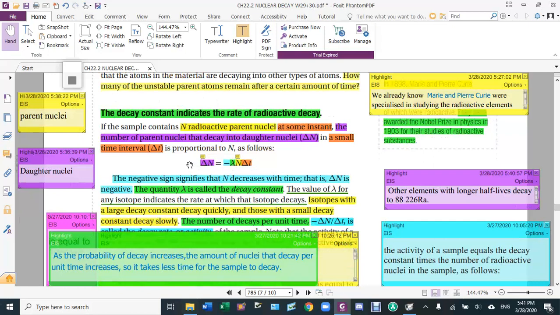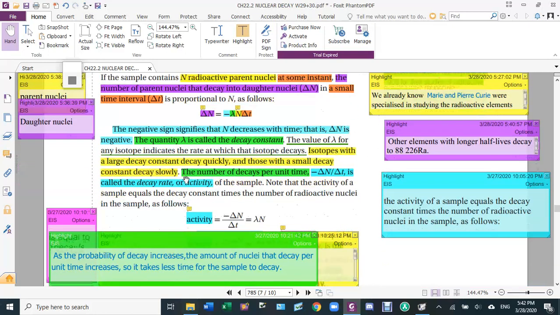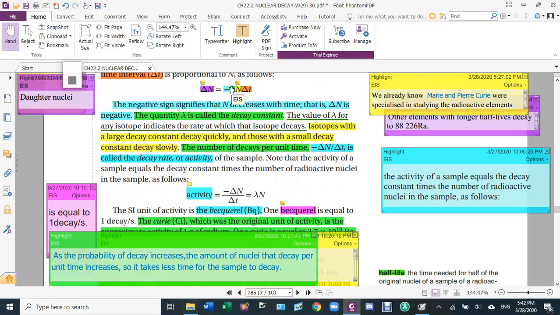The decay constant indicates the rate of radioactive decay. When we have a sample that contains N radioactive parent nuclei at some instant, the number of parent nuclei that decay into daughter nuclei, delta N, in a small time interval delta t is proportional to N, like these equations. Now delta N is daughter nuclei, N is parent nuclei. The negative sign signifies that N decreases with time, that is, delta N is negative.